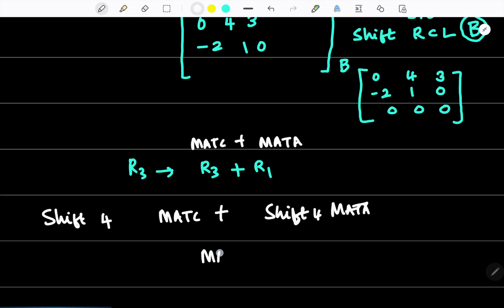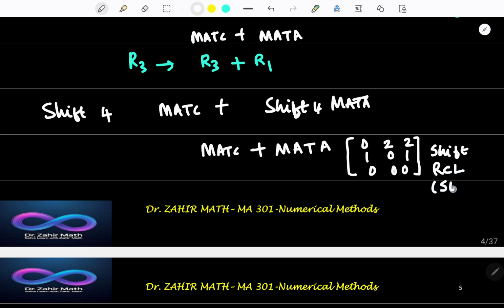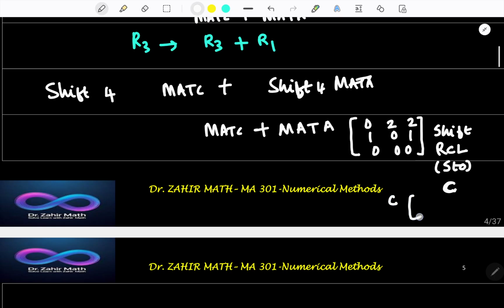So your screen looks like mat C plus mat A now. What will mat C plus mat A come to? If you open the matrix, you will get 0, 2, 2 and 1, 0, 1, then 0, 0, 0. Then please press Shift, then press RCL. RCL is store. Then press C, one row above, the pink color C. If you press C, you will get C and then the matrix will come like this: 0, 2, 2, 1, 0, 1 and then 0, 0, 1.